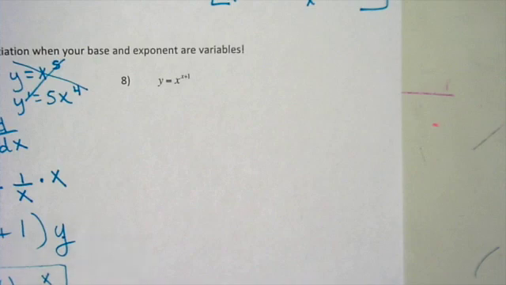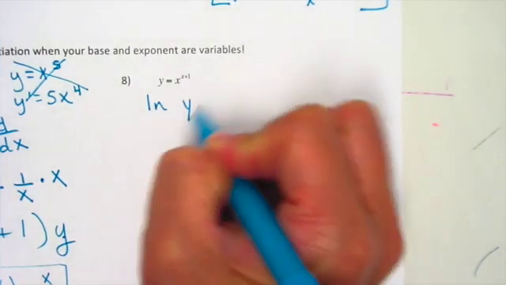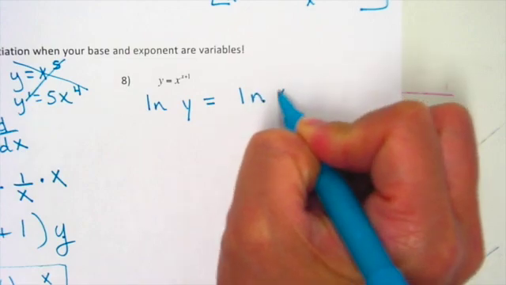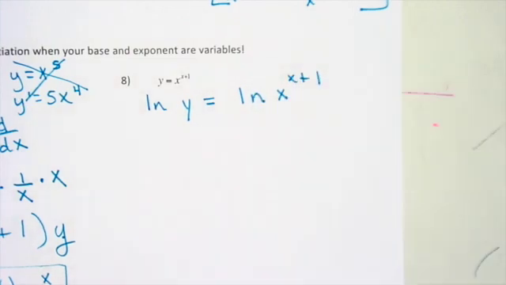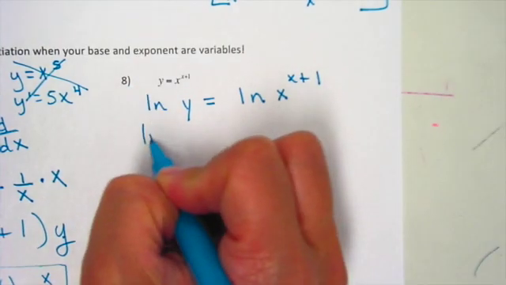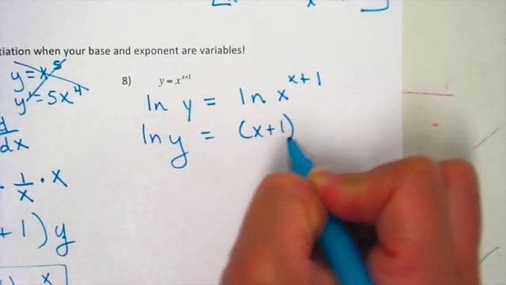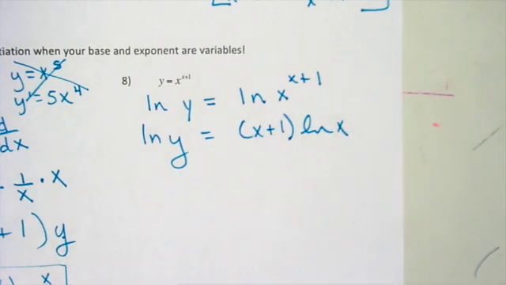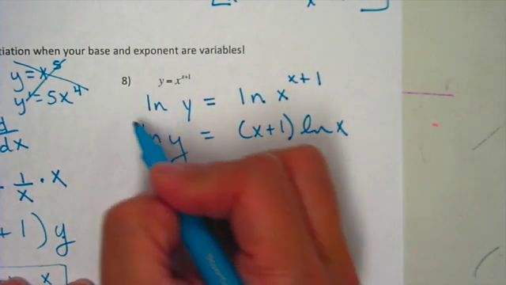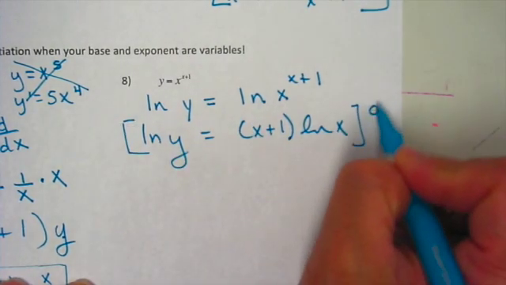Okay, I notice my exponent is also a variable, so we're going to do logarithmic differentiation. That just means take the log of both sides. So start with this. Properties of logs allows me to bring the exponent to the front, so all of x plus 1 comes to the front, and I have this. Okay, I'm trying to find y prime, so I'm going to go ahead and take the derivative of both sides.